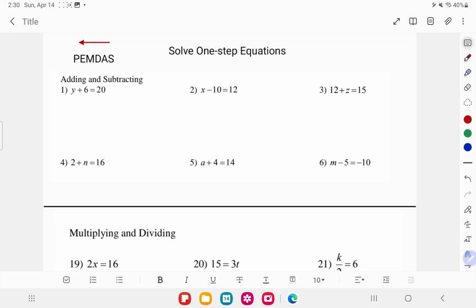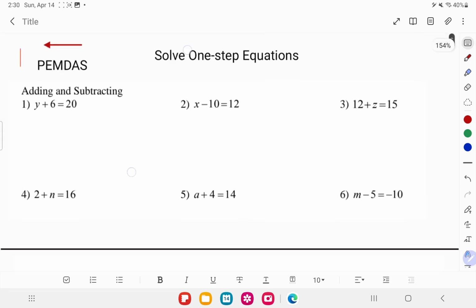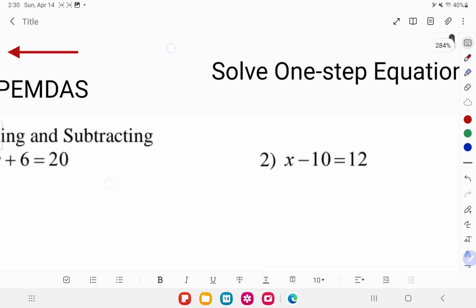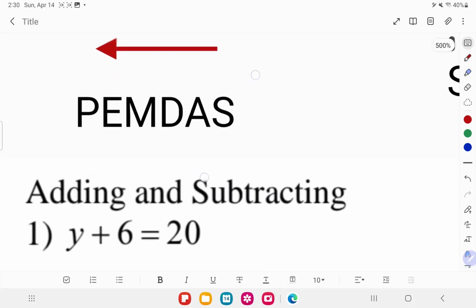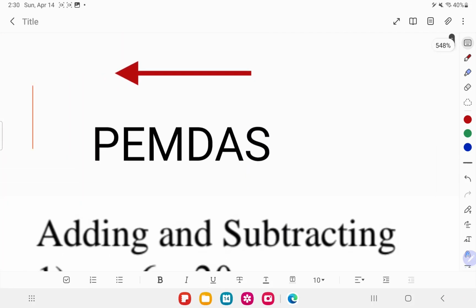Hello guys, so today we're gonna go over how to solve one-step equations. And the first thing I want you guys to do is write this over here that I have in the corner, PEMDAS. We're gonna go ahead and follow PEMDAS, but we're gonna follow it backwards. So that means that instead of having the parentheses as higher priority, now we're gonna start from adding and subtraction. That's gonna be my highest priority for this one.